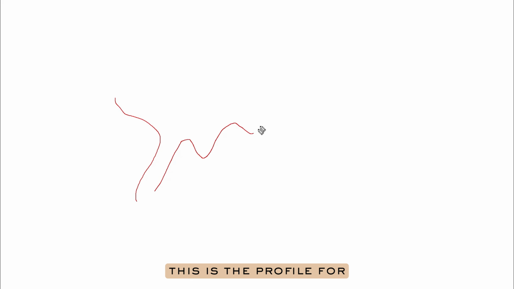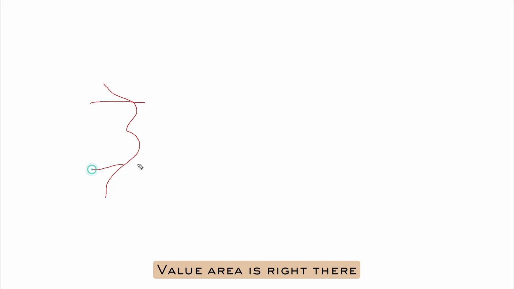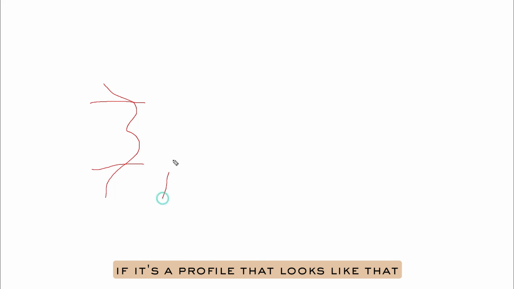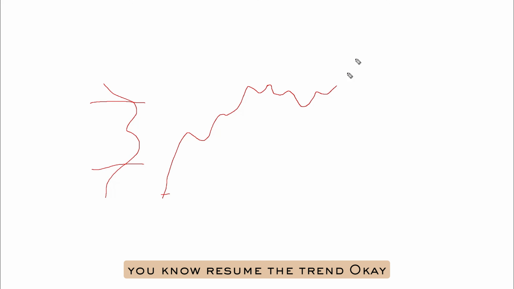What happens if, for example, this is the profile for this day? Let's just draw something like this. Okay, value area is right there. What this looks like, if it's a profile like that, let's say that we close outside of the value area. All right, let's say we opened up down here, and we're just going off of this on its own. Well, this could very well be the beginning of a trend, right? And the market just bases out up here, might temporarily step back in, but resume the trend.